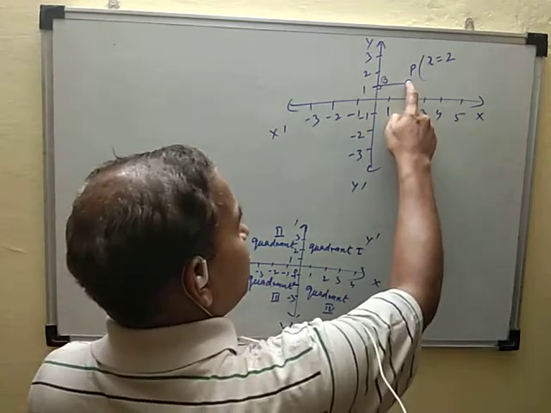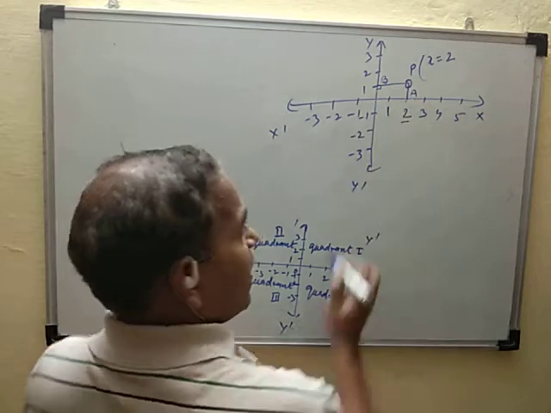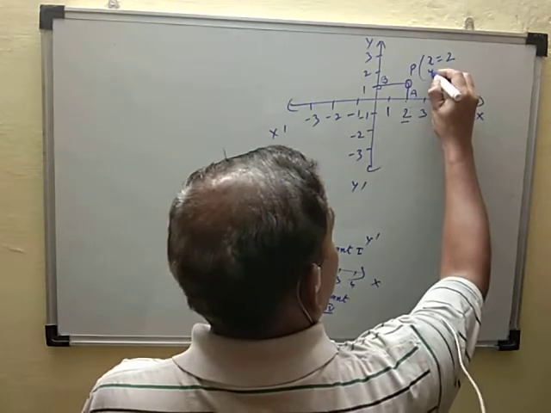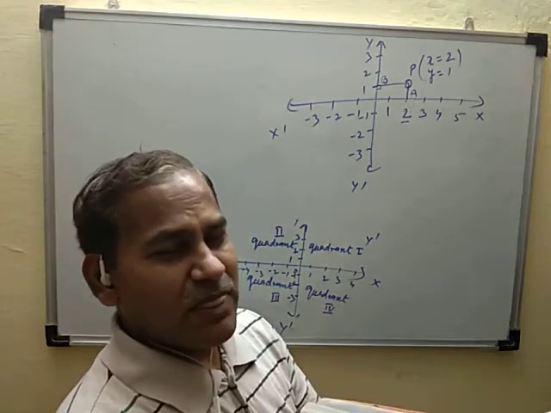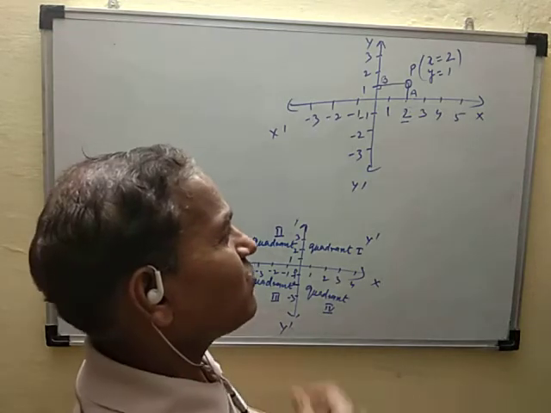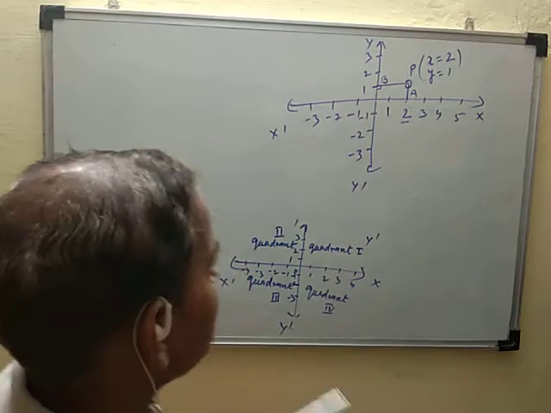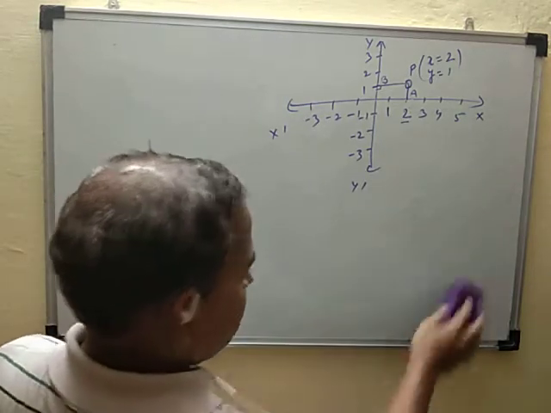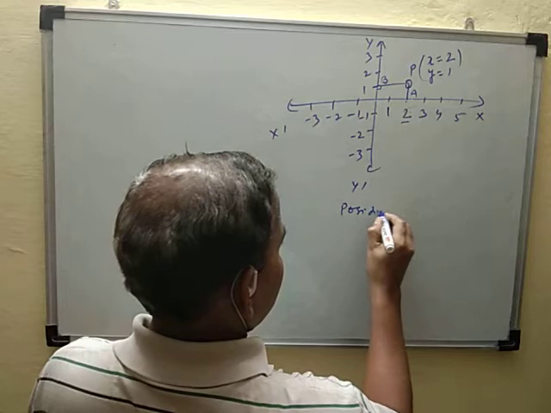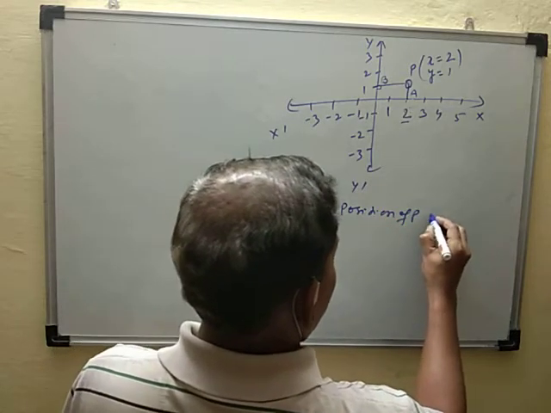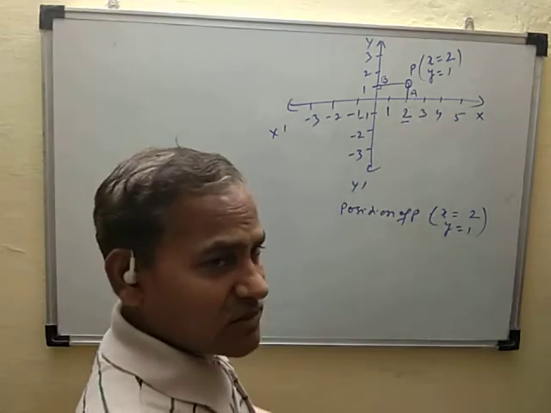Now we draw a perpendicular from P on the y-axis. At which point on the y-axis is it touching? At 1. So the position of P, that is y is equal to 1. So this is the position of point P: x is equal to 2 and y is equal to 1. Position of P is x is equal to 2 and y is equal to 1.